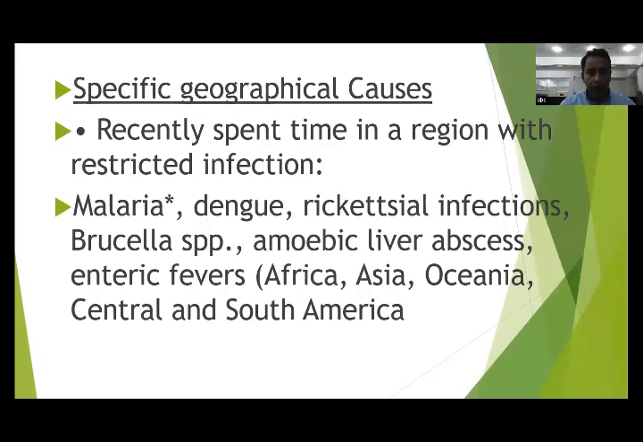Then in history, always take a travel history. Okay? These are the few causes which come with specific geographic areas. If a patient has a travel history to, for example, Africa or Asia, you think this patient may have malaria, dengue, sickle cell infection, brucellosis, or amoebiasis. The liver may have an abscess, the gut may have an abscess, and in Pakistan or in Asia, enteric fever is endemic here.